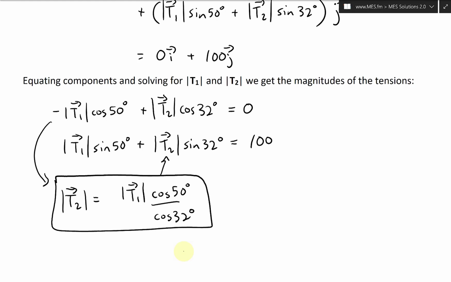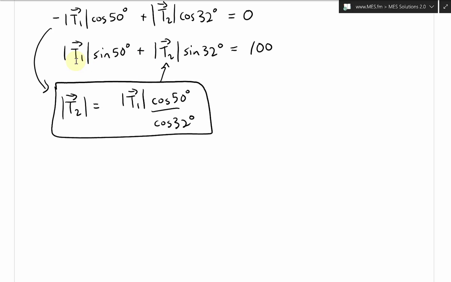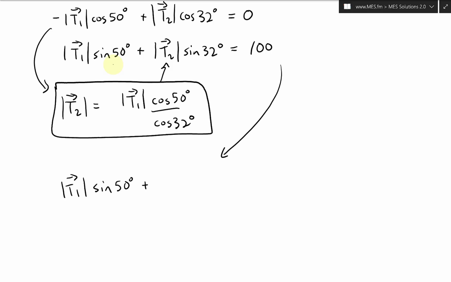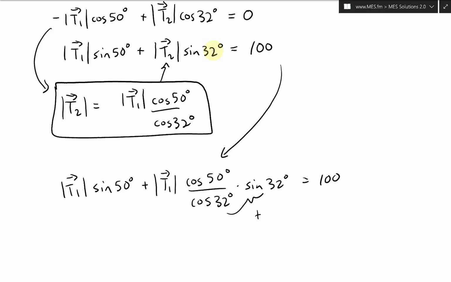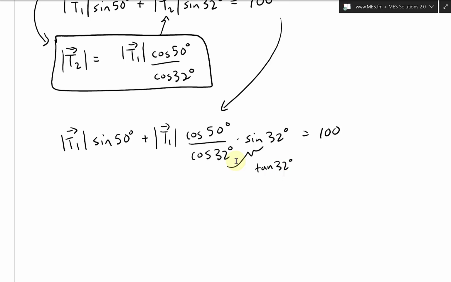Now we throw this inside, and we're able to get an equation with just T1. So we get the length of T1 times sine 50 degrees plus the length of T1 times cosine 50 degrees over cosine 32 degrees, times sine 32. And now this whole thing equals 100. And now these two, sine over cosine, just become tan 32. Remember, that's just the definition of tan.